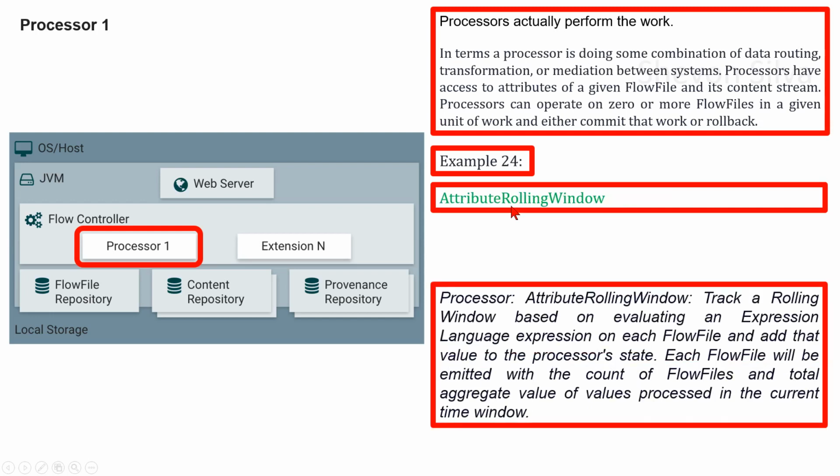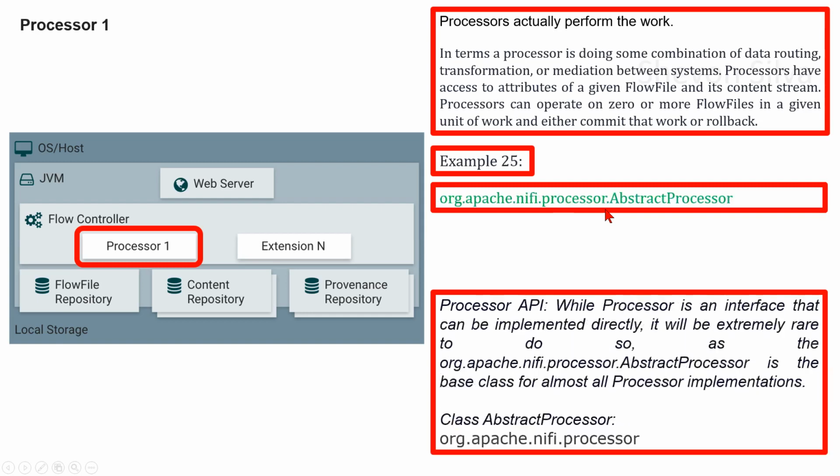Here we can consider a processor attribute, rolling window. Track a rolling window based on evaluating an Expression Language expression on each flow file and add that value to the processor's state. Each flow file will be emitted with the count of flow files and the total aggregate value of values processed in the current time window.